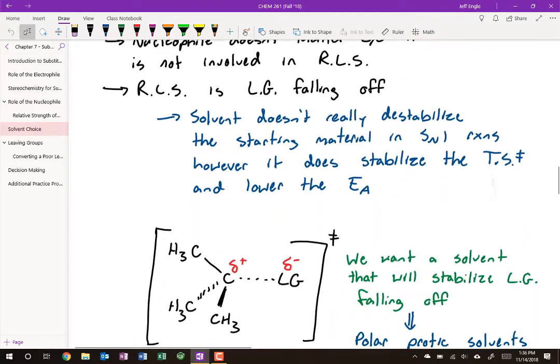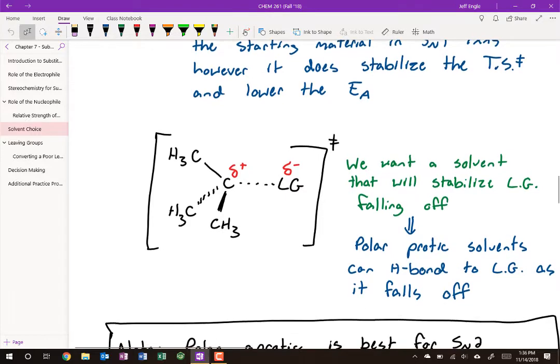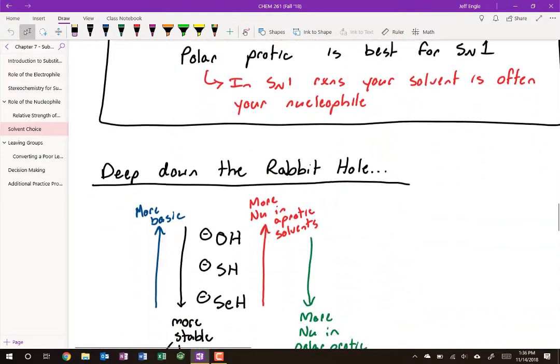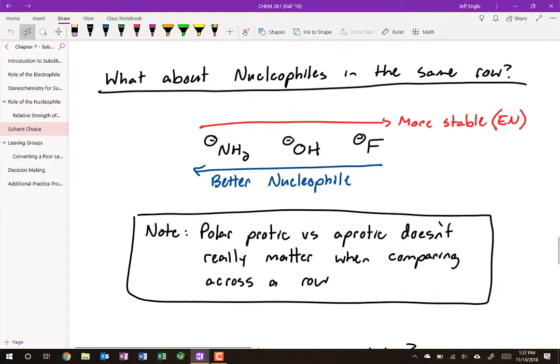Versus an SN1 reaction, we said the nucleophile doesn't matter. Instead, we just want to stabilize the leaving group as much as possible. So polar protic solvents are favorable for SN1. All right. And then we said, well, nucleophile strength depends on whether or not you're in a protic or aprotic solvent. So in this case, we get more nucleophilic in protic solvents as you go down a column. However, you get more nucleophilic going up a column in aprotic solvents.